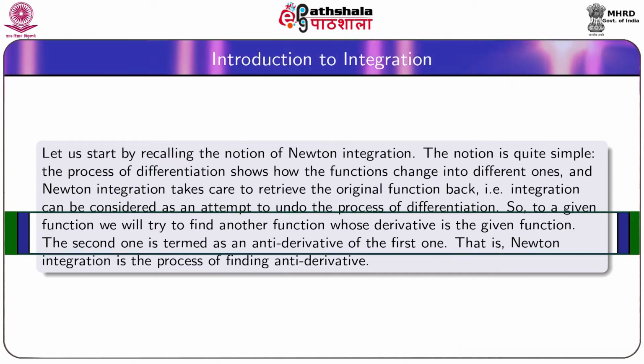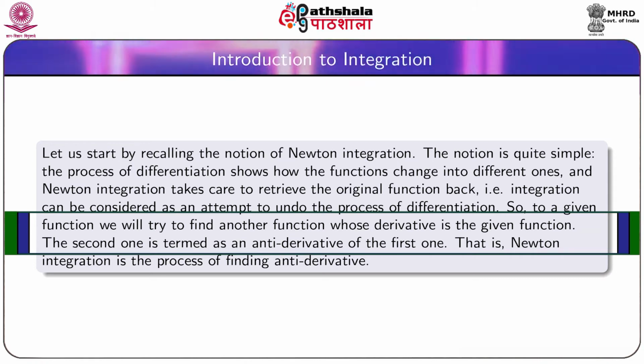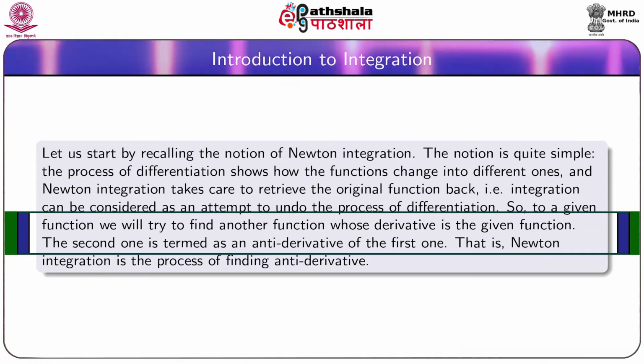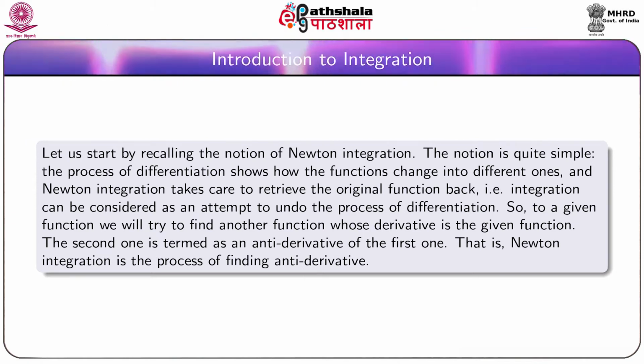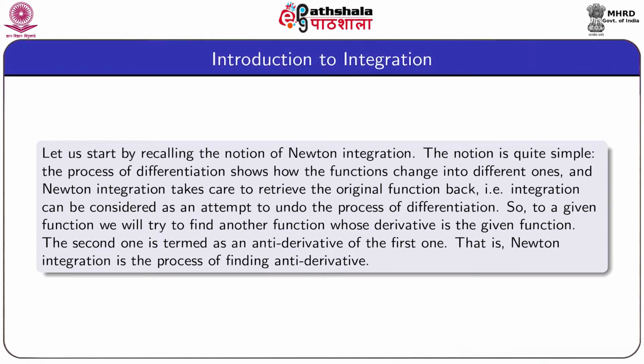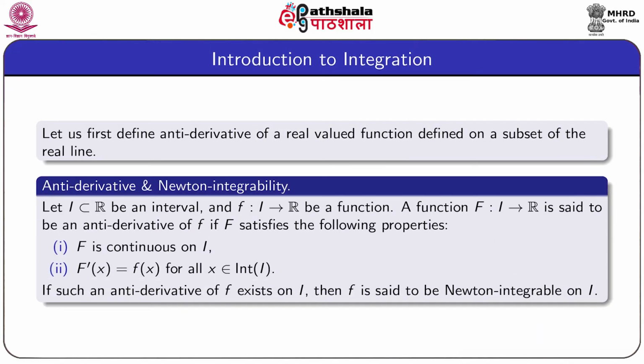So, to a given function, we will try to find another function whose derivative is the given function. The second one is called an antiderivative of the first one. That is, Newton integration is the process of finding antiderivative. We start with defining antiderivative of a real valued function defined on a subset of the real line.